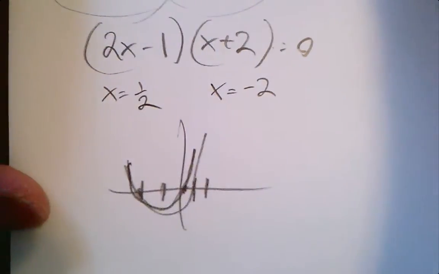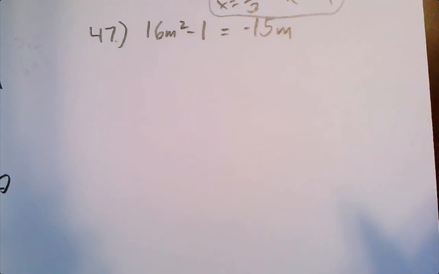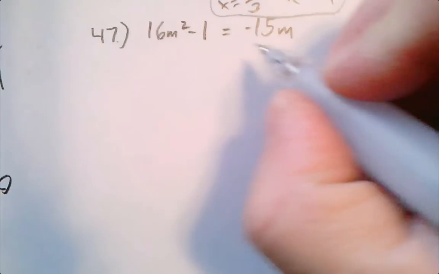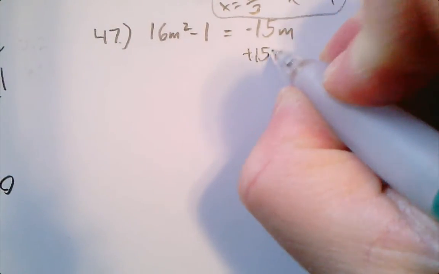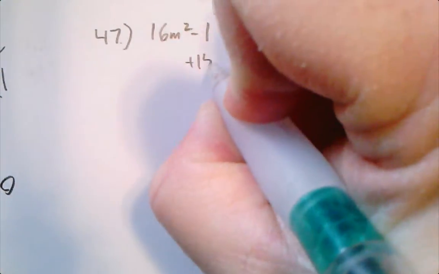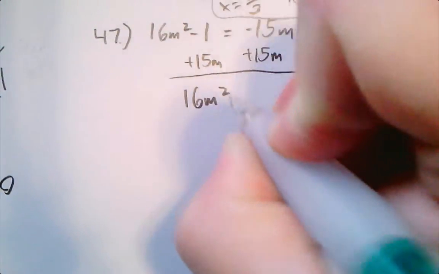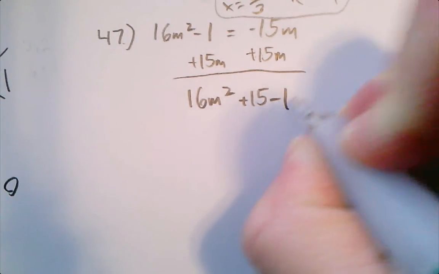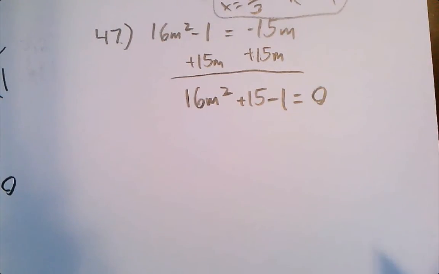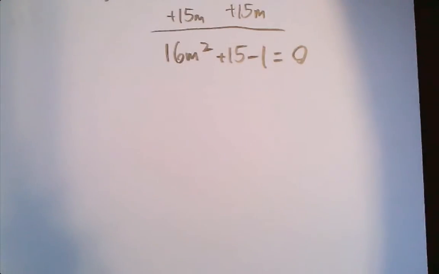Hope you're understanding this at home. It even took me a couple minutes to regain what we did a couple weeks ago. So let's try this one. This one is not equal to 0, so hopefully you added 15m to both sides. So we're left with 16m squared, keep the degree the same order, plus 15m minus 1 equals 0. Okay, hopefully I have no typos here.